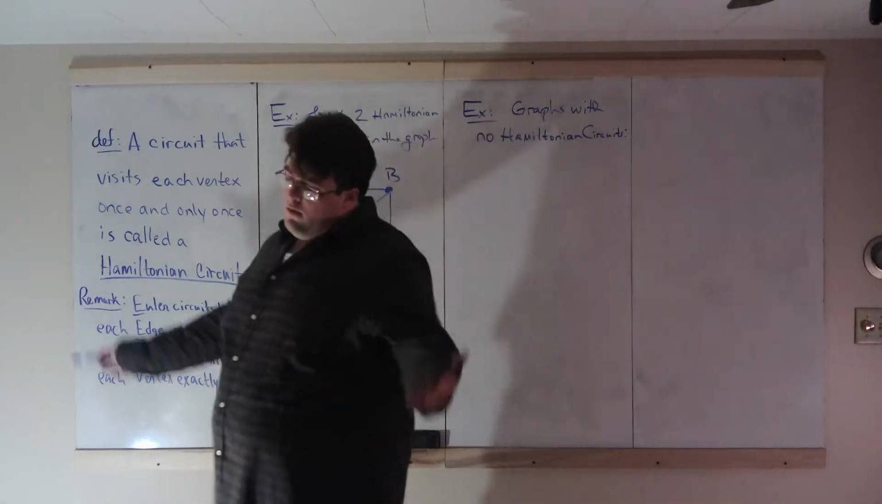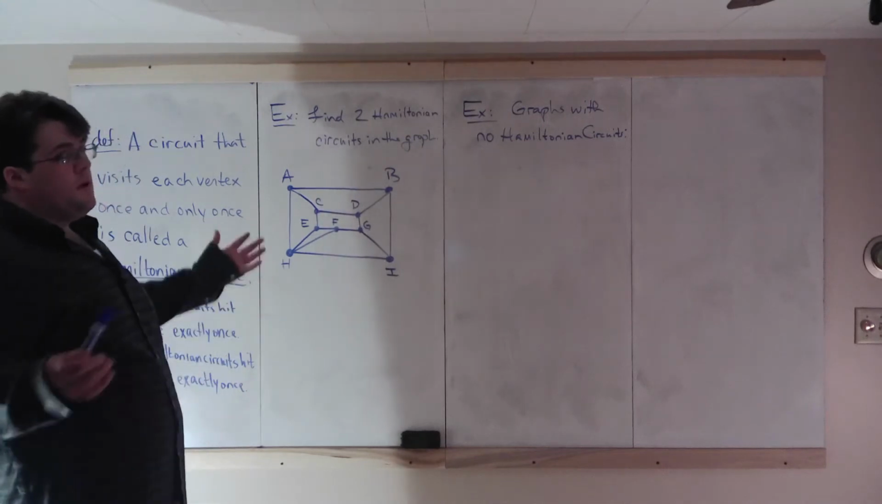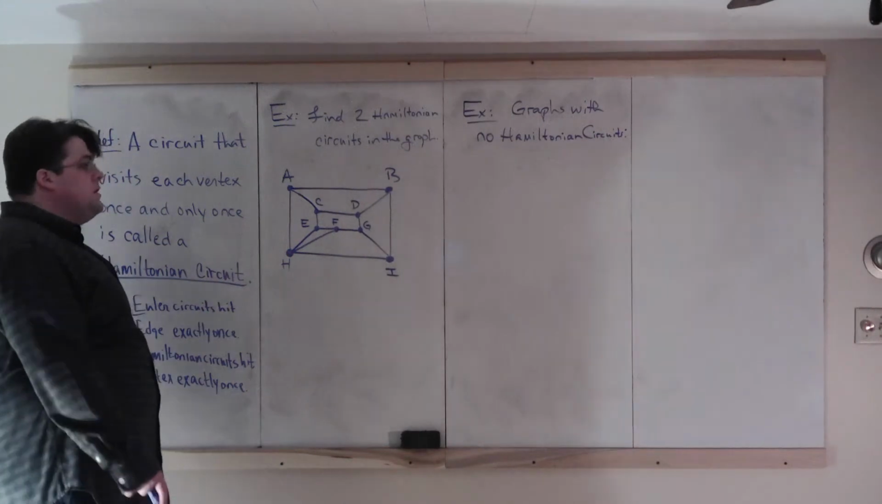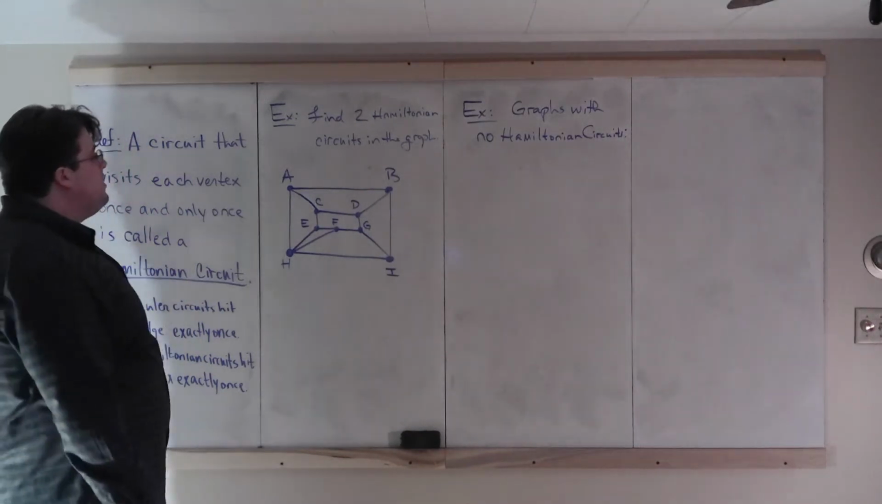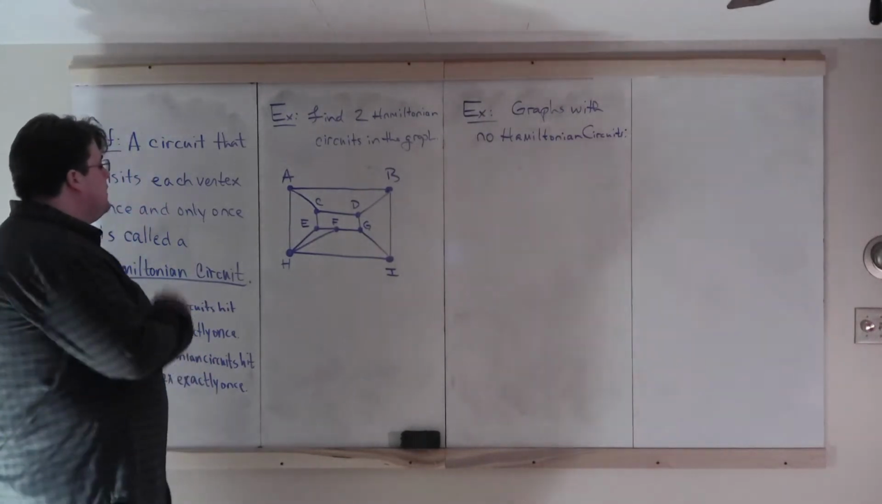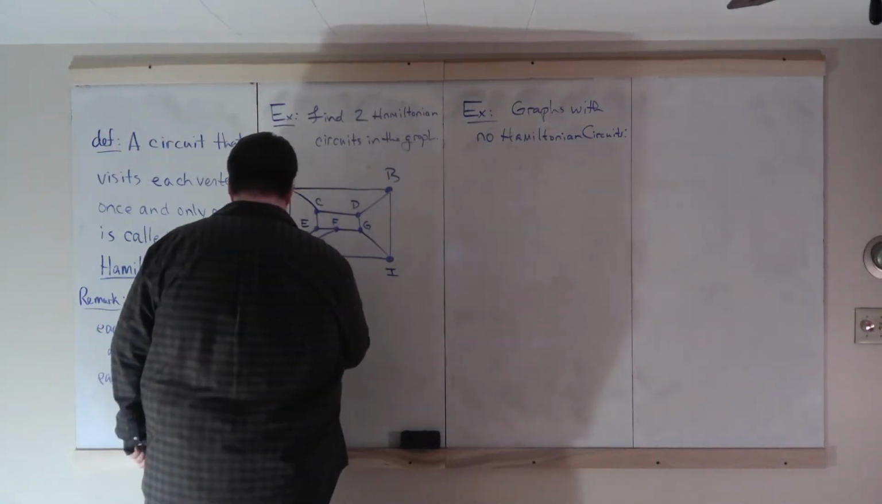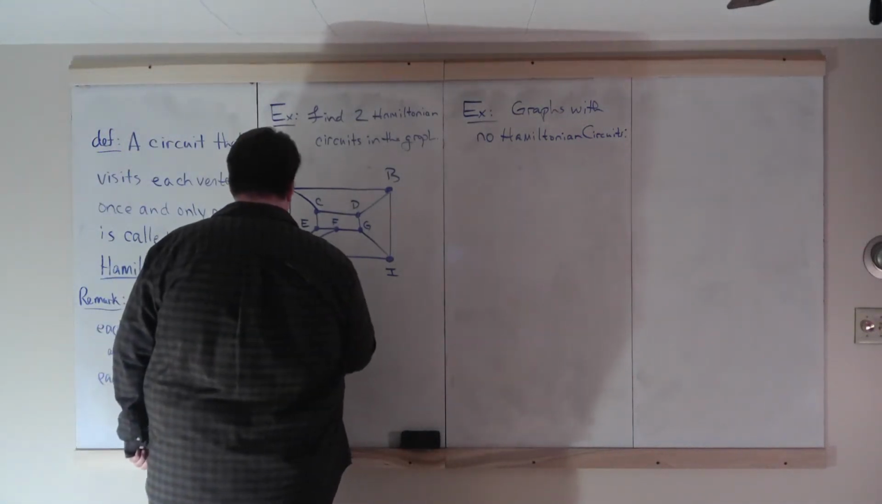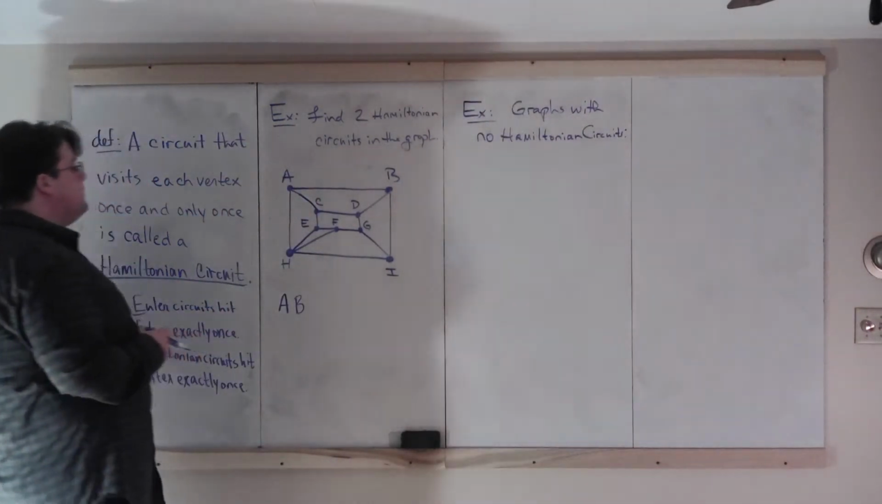So if in this class you're given one that says find a Hamiltonian circuit, there will be at least one that exists. So here, let's just look at this example. Find two Hamiltonian circuits in the graph. Well, I'll give you a head start. Okay, so hopefully you're ahead of me.